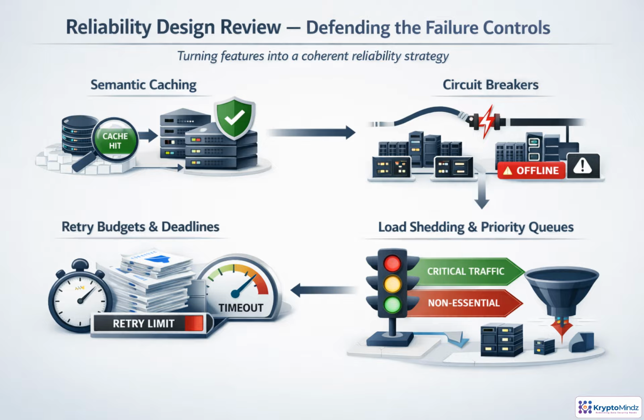Retry budgets and deadlines keep recovery attempts bounded, so retries do not become the outage. Load shedding and priority queues decide what must survive under overload, protecting critical user flows while non-essential work waits or drops.